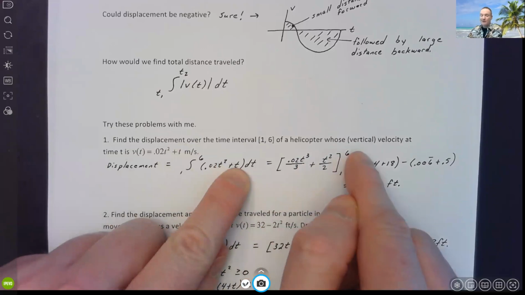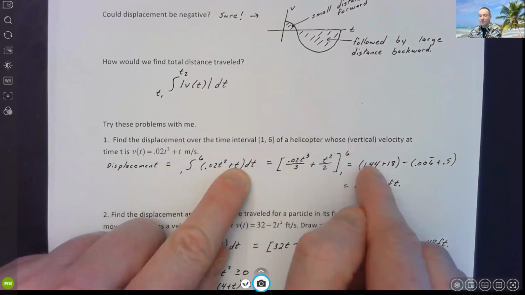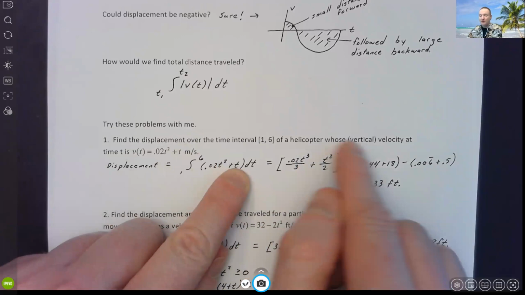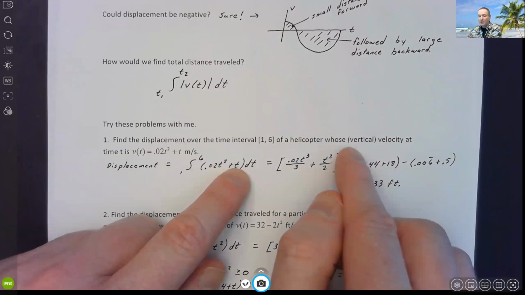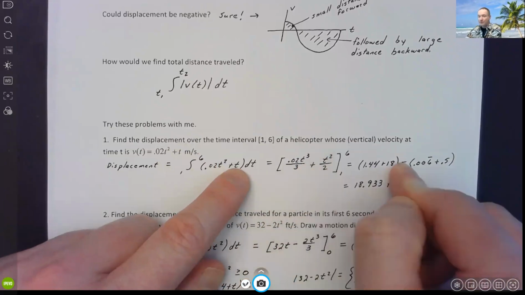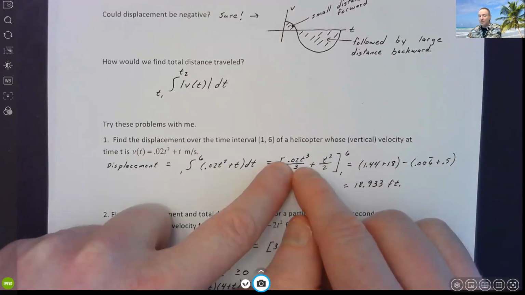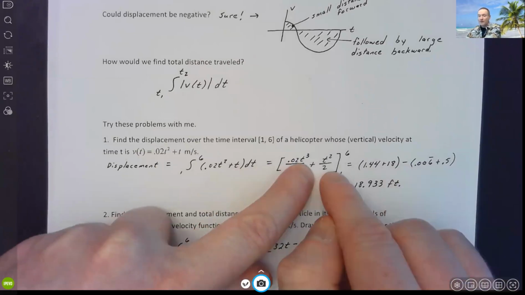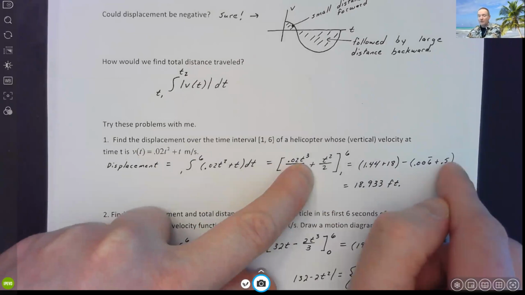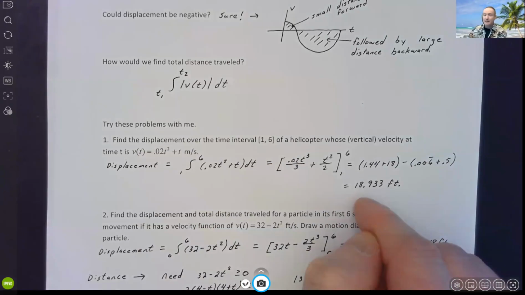When I evaluated it at 6, I had 0.02 times 216 over 3, for 1.44. 6 evaluated into the second term gives me 36 over 2, for plus 18. So that's my top limit. We know that we always subtract from that the evaluation at the lower limit. At the lower limit, I just get 0.02 over 3, which was 0.0066 repeating, plus 1 evaluated into the second term just gives me 0.5. When I subtracted that out to 3 decimal places, I got 18.933.